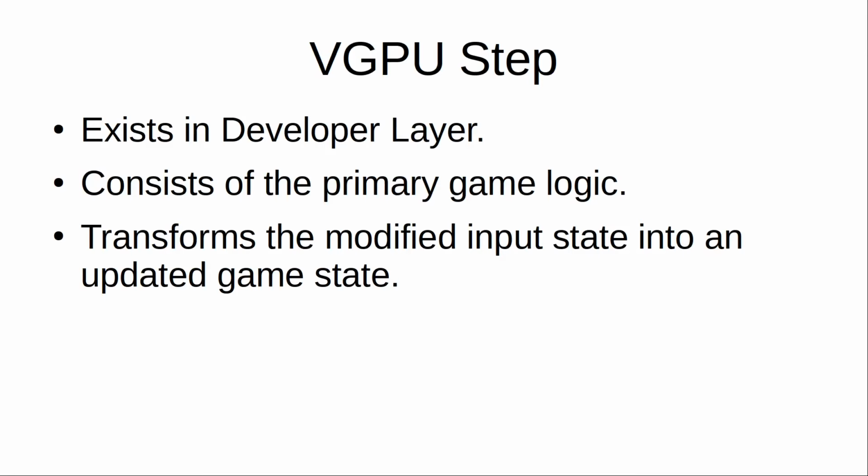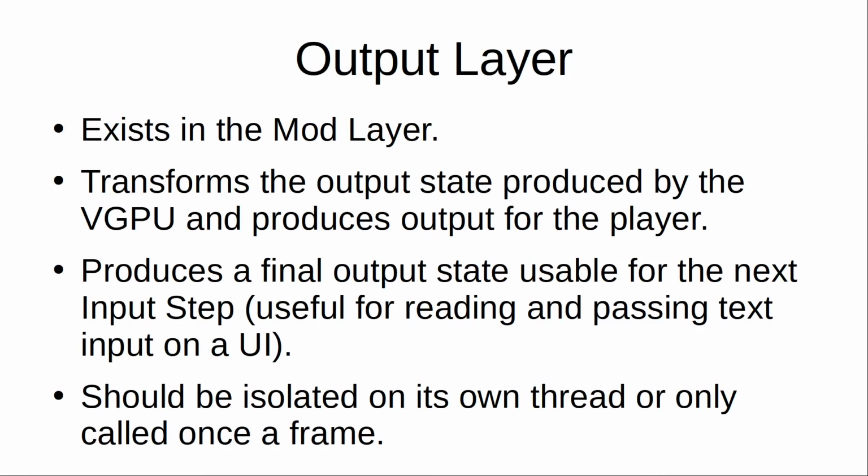The vGPU step exists in the developer layer. It consists of the primary game logic and transforms the modified input state into an updated game state. The output layer exists in the mod layer. It transforms the output state produced by the vGPU and produces output for the player.